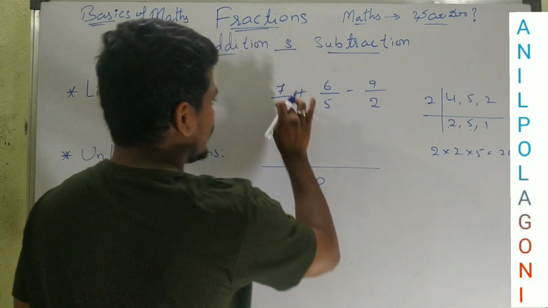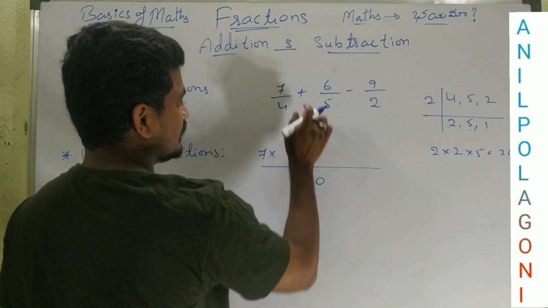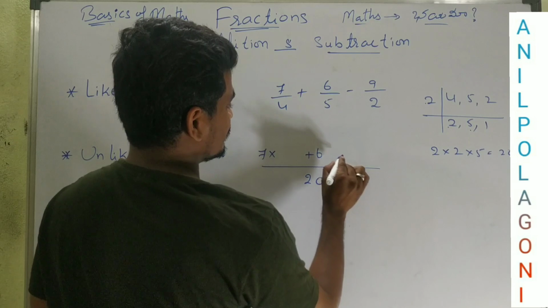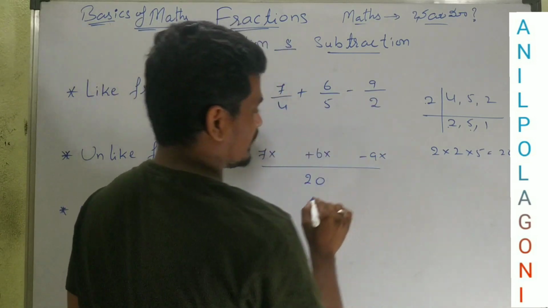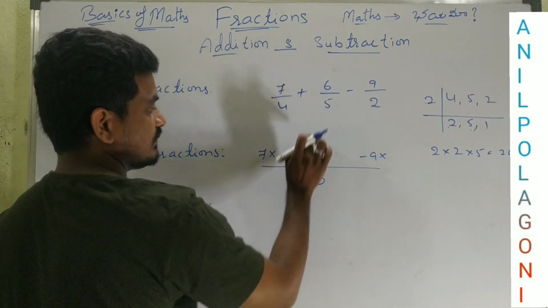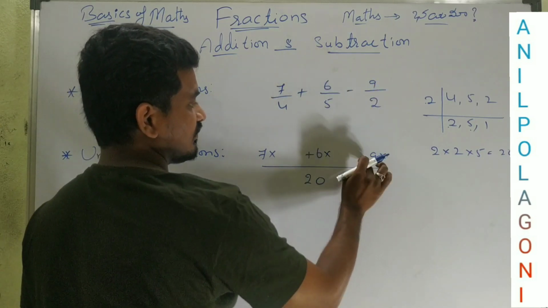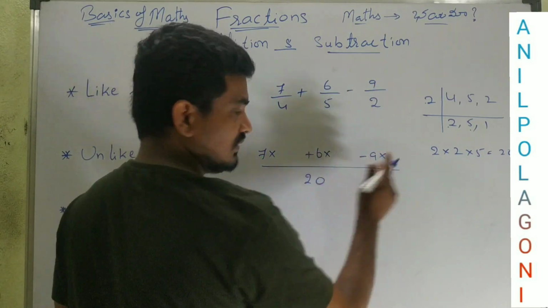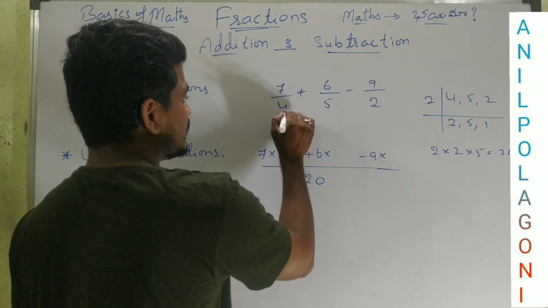20 is the LCM. And write these numbers like this: 7 into, and plus 6 into, and the minus symbol is a minus 9 into. We can write like here: 7 into, and 6 has a plus symbol before it, so plus 6 into, and 9 has a minus symbol before it, so minus 9 into. Okay? In the 7's denominator, what is there? 4 is there.